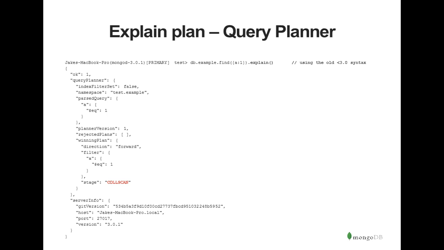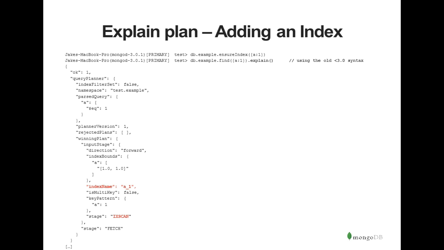And we'll talk about the differences in the syntax. The new 3.0 syntax is a little bit easier to read. So in this particular example, I did an explain. I found out I wasn't using an index. So now on the first line of this page, I'm saying db.example.ensureIndex on A. And so I've created an index.